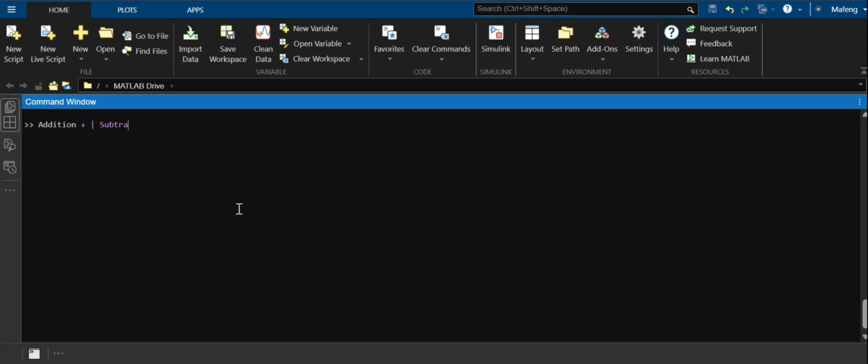So let's give an example. 3 plus 3 is addition. This is 6. 3 minus 3, 0. 3 minus 5 minus 14, negative 9. Right, so 5 times 8, 40, 50 divided by 10, 5.